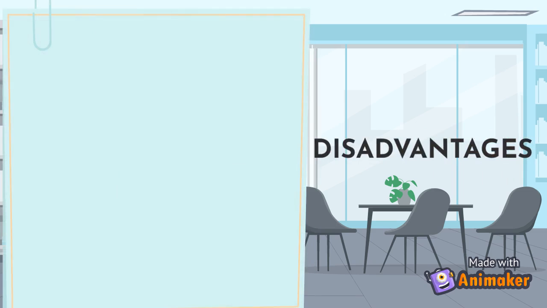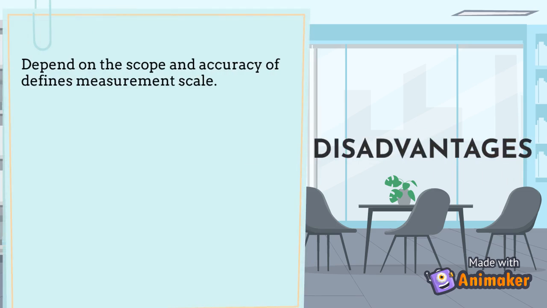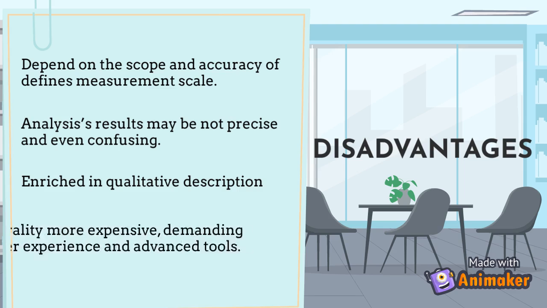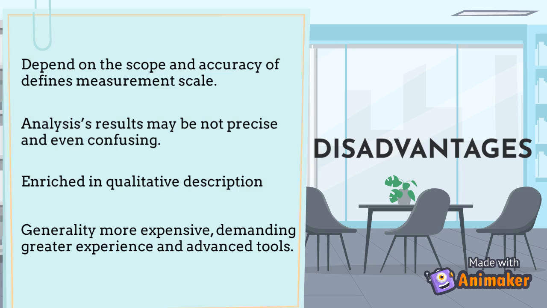Disadvantages of quantitative risk analysis: measures must depend on the scope and accuracy of the defined measurement scale. Analysis results may not be precise and even confusing. It must be enriched with qualitative description, such as in the form of comments or interpretation. Analysis conducted with application of those methods is generally more expensive, demanding greater experience and advanced tools.